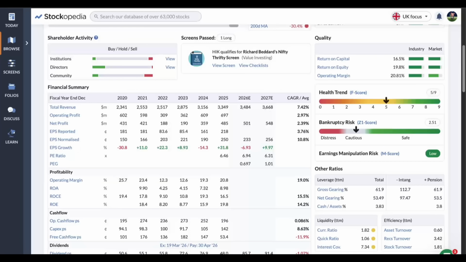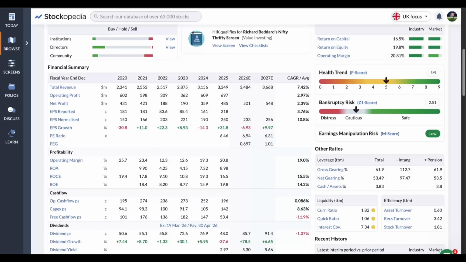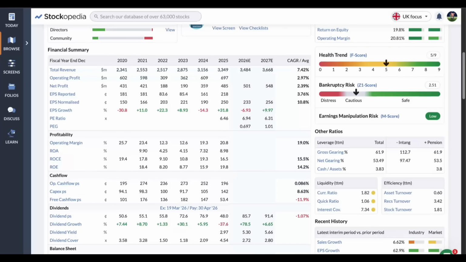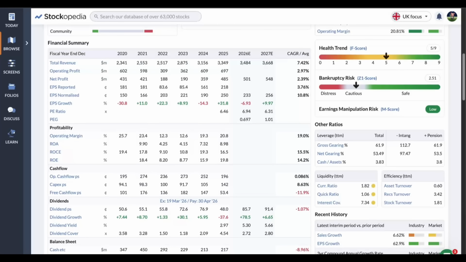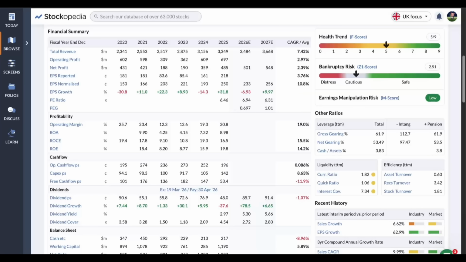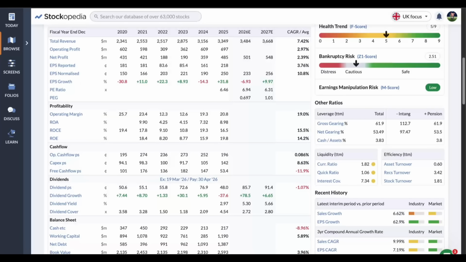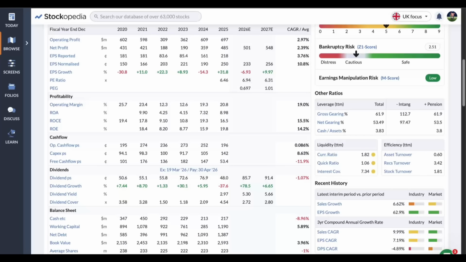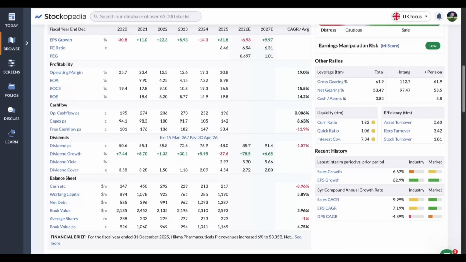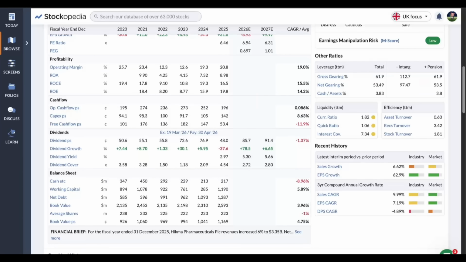But the market reacted negatively because management cut its outlook for 2026 and withdrew its medium-term targets. The biggest concern is the injectables division, which is Hikma's most profitable segment. Margins in that business have been declining, falling from about 35% in 2024 to roughly 31% in 2025, and management expects them to drop further to around 27 to 28% in 2026.